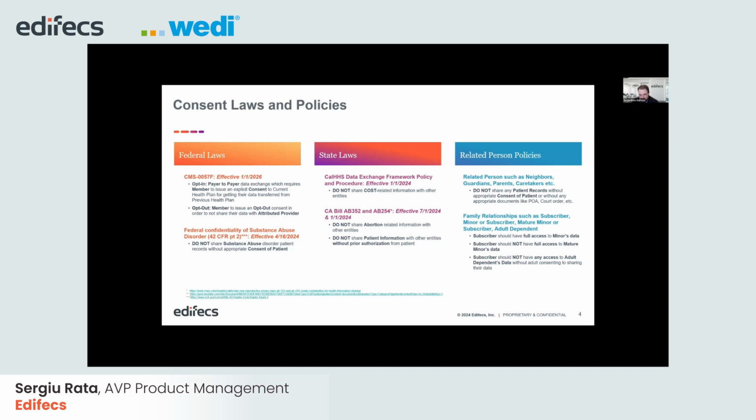And then, as it comes to family, things get even more complex because there are minors involved, mature minors, and there are again different rules around that. So, for example, subscribers should have full access to minors' data, but subscribers should not have full access to the mature minor data, which may have options to hide certain data, such as abortion or pregnancy-related things. And a subscriber definitely should not have access to any adult dependents' data unless given explicit consent. So you can see that the area of consent and data sharing is actually quite a complex landscape.